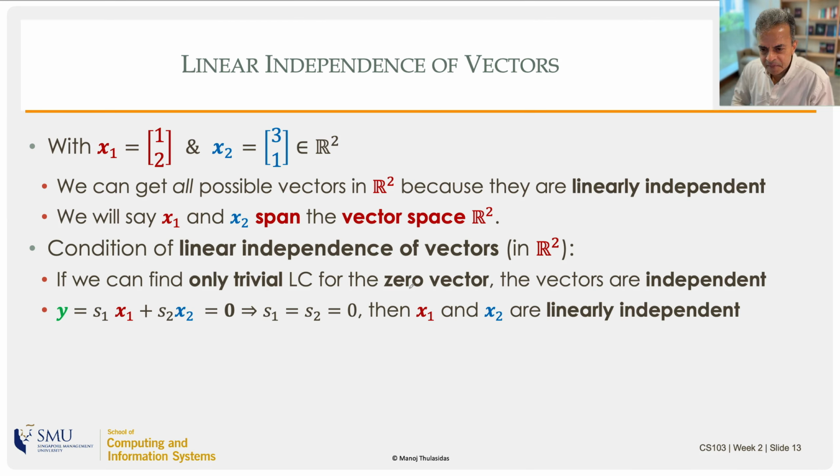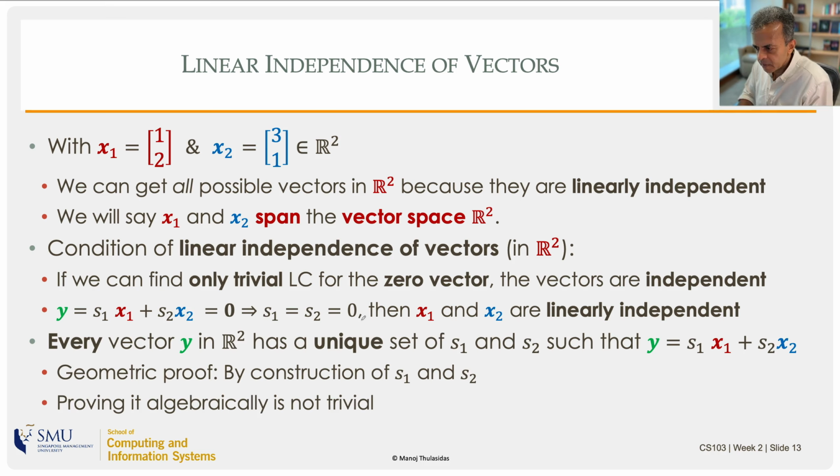Now let me give you the condition for linear independence of vectors in R2, after having defined linear combination, which is just a new vector: take the first vector, scale it by some number, take the second vector, scale it by some other number, and that is my green linear combination. And then the condition for linear independence is that if you cannot create a linear combination that is equal to 0 without s1 and s2 being 0, then x1 and x2 are linearly independent. This statement is a bit hard to digest, but we will get used to it.